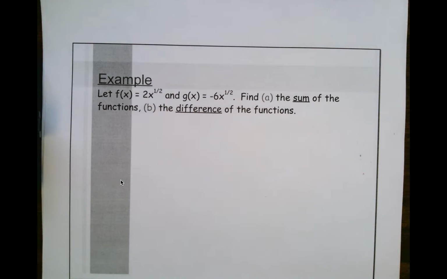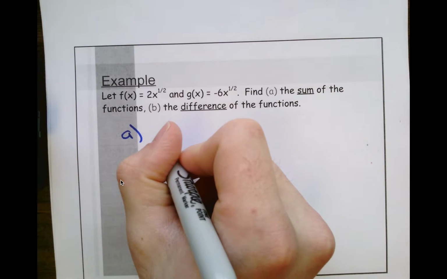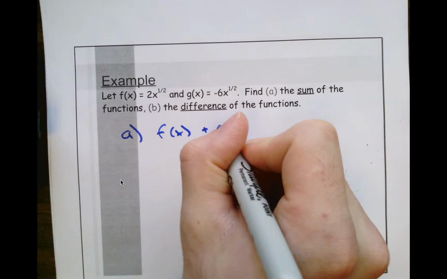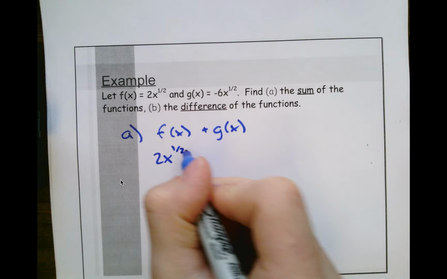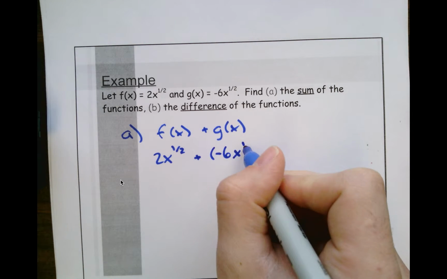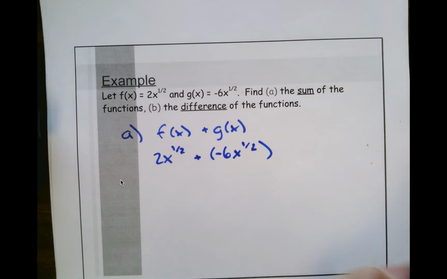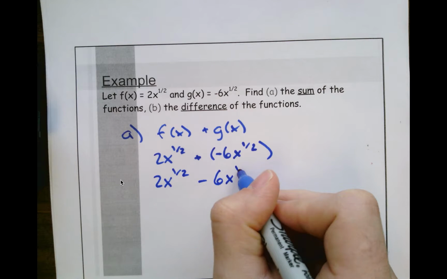So, first example, f of x equals 2x to the 1/2, and g of x equals negative 6x to the 1/2. We want to find the sum and then the difference. For the sum, all we're going to take is f of x, and we're going to add g of x. F of x was 2x to the 1/2, and we're going to add negative 6x to the 1/2. So this is really just 2x to the 1/2 minus 6x to the 1/2.